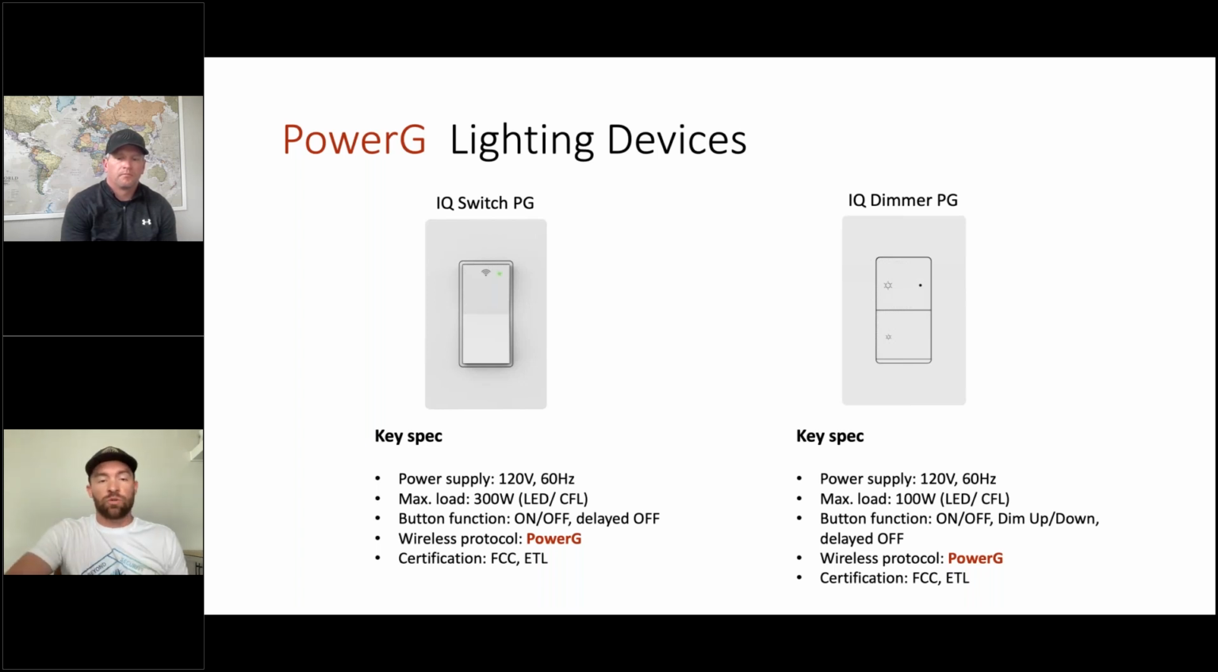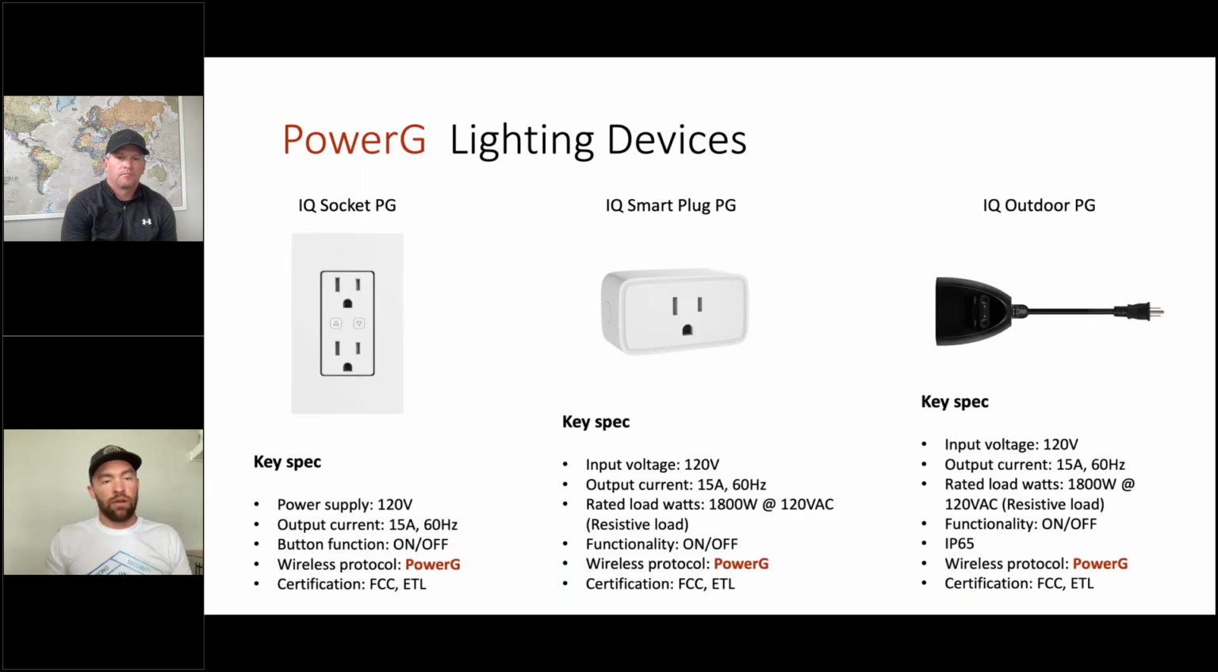So these are a couple in-wall switches we're working on, and then we have an in-wall socket, a plug-in module, and an outdoor plug-in module, which has two different switches on it that can be independently controlled. When it comes to automation, these are devices that are used very often. They're mostly all Z-Wave today, and converting some of them to PowerG is just going to make our lives easier.